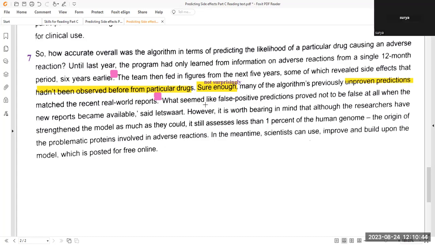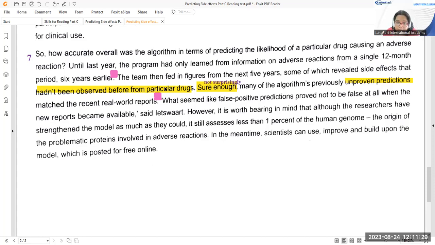What seemed like a false positive prediction proved not to be false at all when the new reports became available, said Lutzwort. However, it is worth bearing in mind that although the researchers have strengthened the model as much as they could, it still assesses less than 1% of the human genome, the origin of the problematic proteins involved in adverse reactions. In the meantime, scientists can use, improve and build upon the model, which is posted for free online.